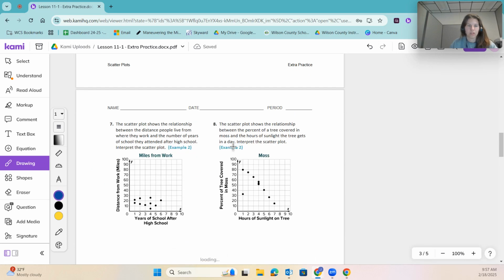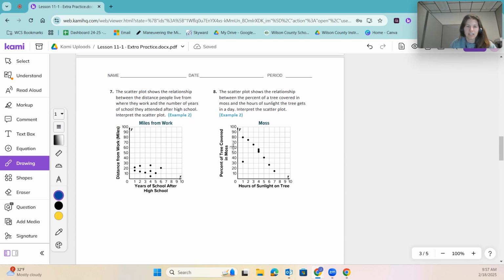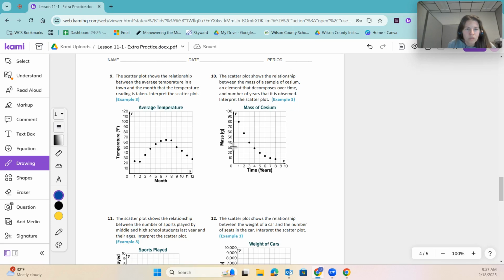You can try number 7 and 8 on your own. And there are a couple more you can try similar to those.